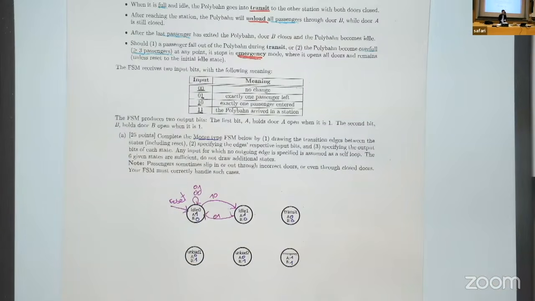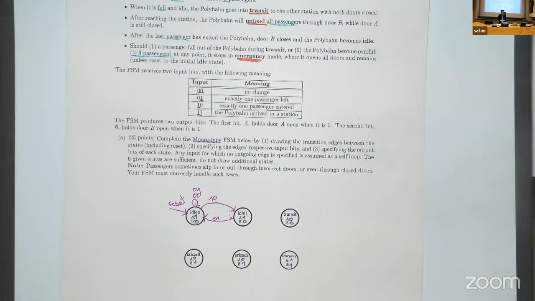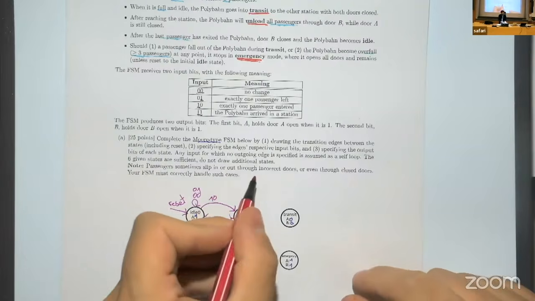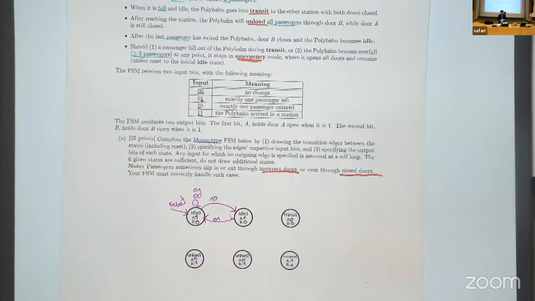Now you could argue that in the question, we specified all passengers should enter through door A, right? Why did we just have a passenger leave? That should be a nonsense edge as well. But okay, we have this thing down here. Note, passengers sometimes slip through incorrect doors or even through closed doors. Okay, that sounds ominous, but the entire point behind that statement is that you shouldn't rely on the state of the doors for the correctness of your edges.